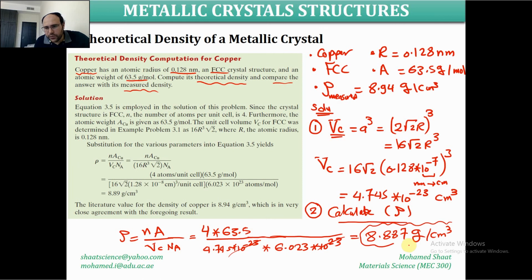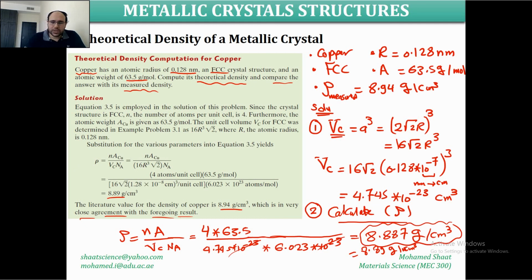If you try to compare this value to the measured value, we're already getting almost the same number, right? If we round to 2 decimals, this is going to be 8.89 grams over centimeter cubed, which is in very, very close agreement with the foregoing results in the literature about this measured value. So this is the theoretical value that we got, and this is the measured value, which is very close. It means that the theoretical calculation for the density of this crystal structure or this material type makes sense. It can replace and substitute the experimental measurement as well.